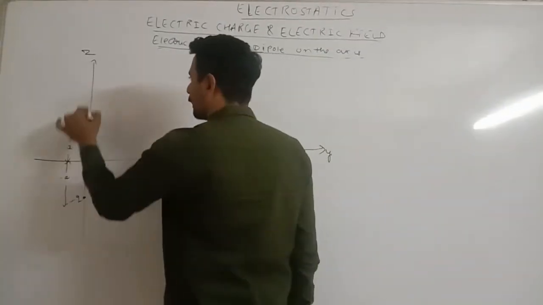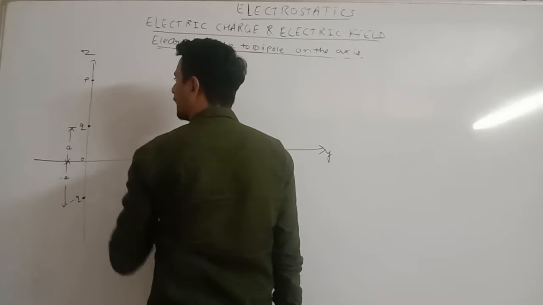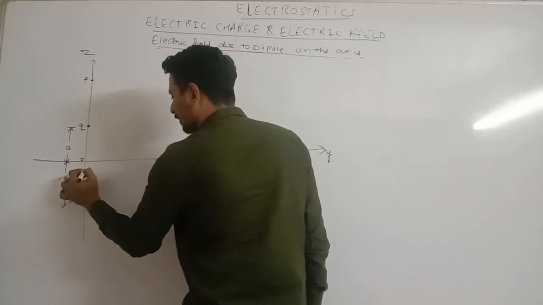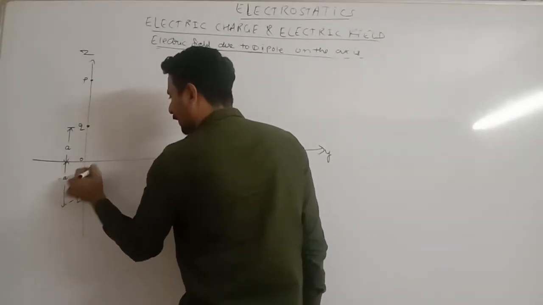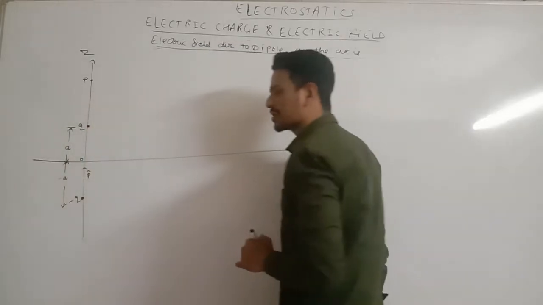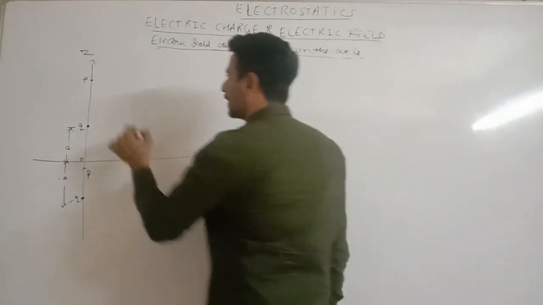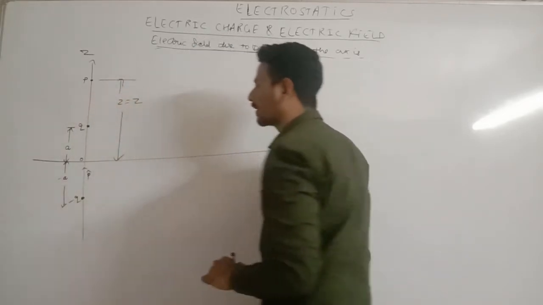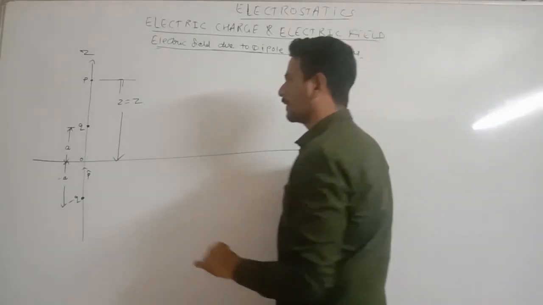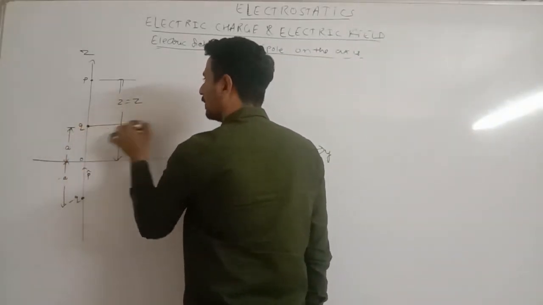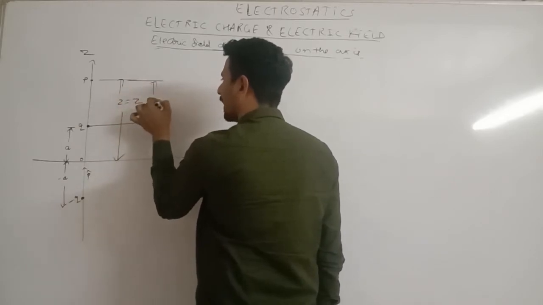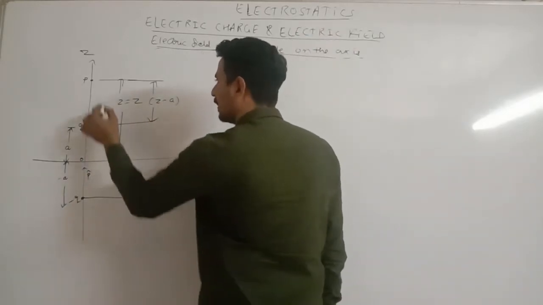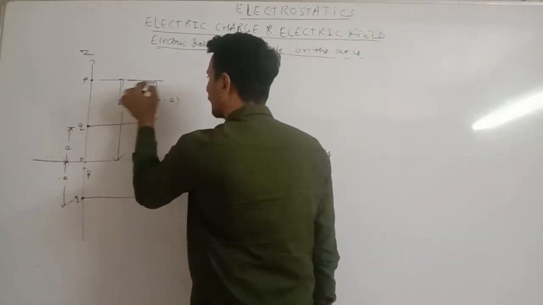Okay, now we want to find the electric field at a point P, which is along the axis of a dipole. And the dipole moment is a vector quantity which is directed from minus to plus. So this is the direction of the dipole moment. Now say the point P is at a distance Z from the origin. Clear? Okay. So if this is Z, this is a, and this will be Z minus a, right? And similarly this will be Z plus a, because this is Z and a.